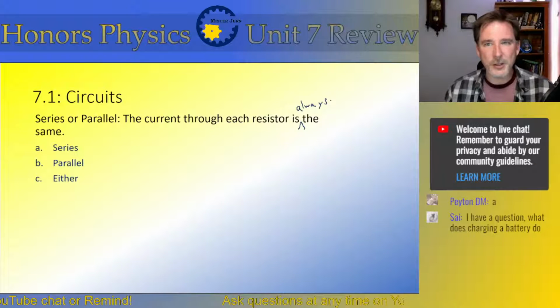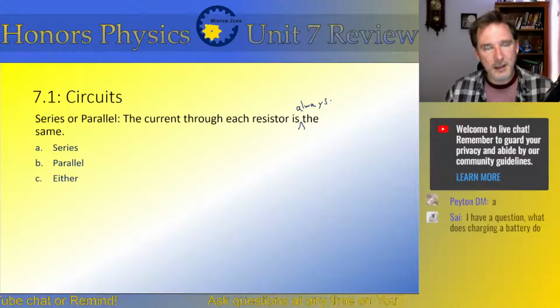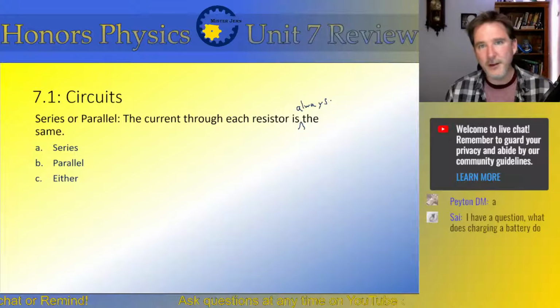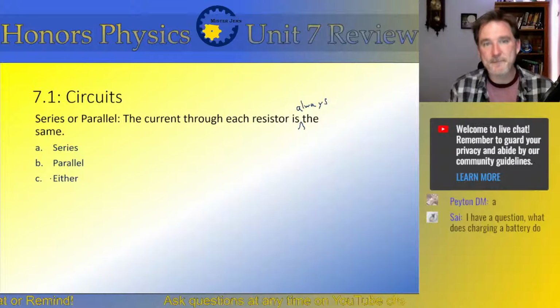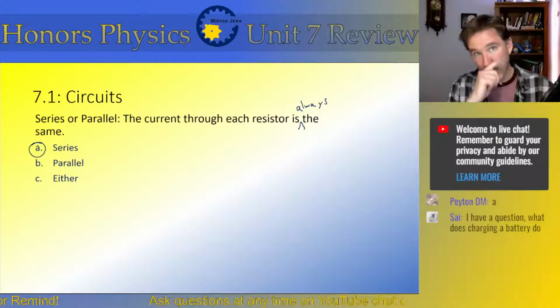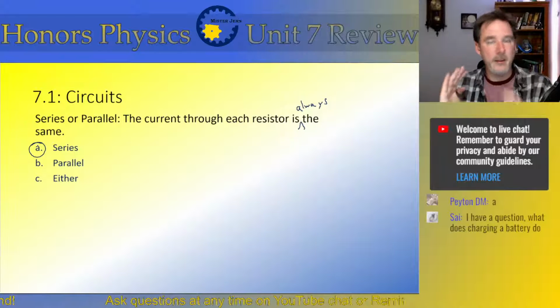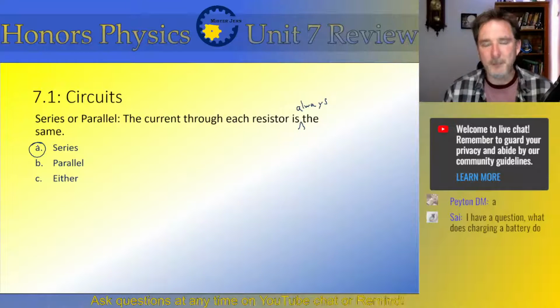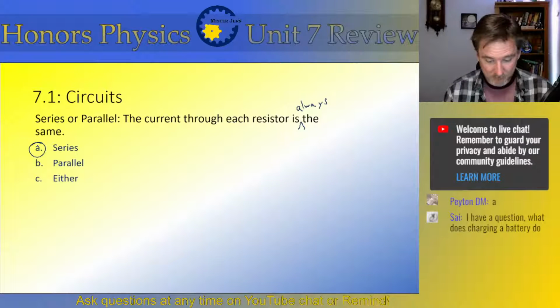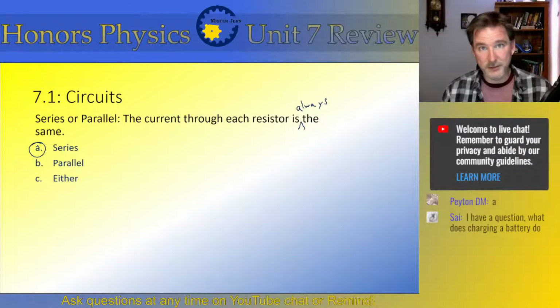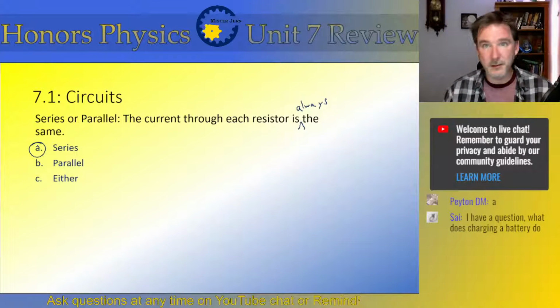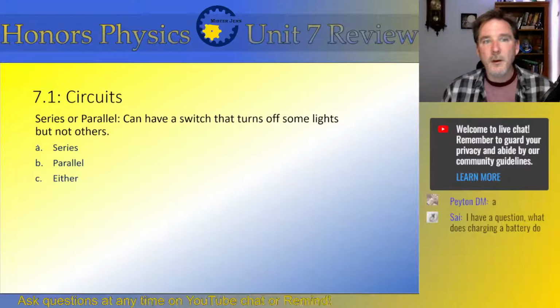It was too vague a question. Now it's much better. In every situation where the current is always going to be the same, that is series. I had to write the word always because it's definitely possible. If the resistors are the same in parallel, then they're going to have the same current. But always the same, no matter what the resistor is, if they're wired in series, they're going to have the same current.